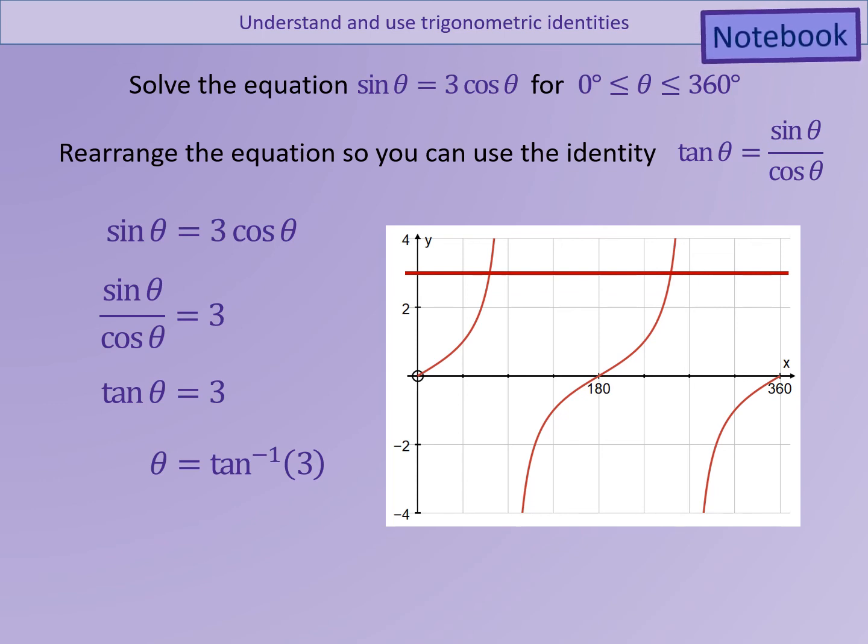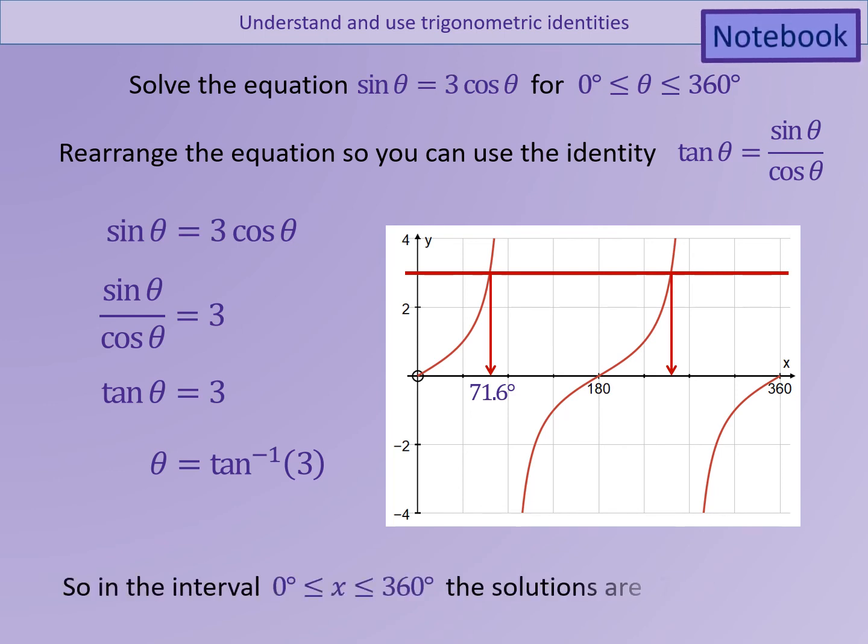So inverse tan of 3, make sure you are in degree mode on your calculator, gives us an answer of 71.6. And then, as we learnt in a previous presentation, we find the second solution for the tan curve by simply adding 180 degrees onto my principal value. So my two solutions are 71.6 and 251.6.